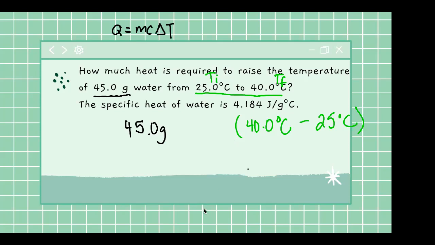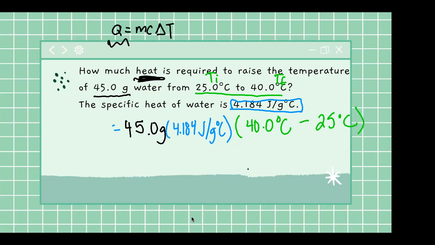Okay, and then what else do we have in the problem that we could plug into the equation? Yep, specific heat, right here. So we have 4.184 joules per gram degrees Celsius. Okay, and just looking back at the question, what is it asking? It's asking us to solve for Q, right? How much heat is required?